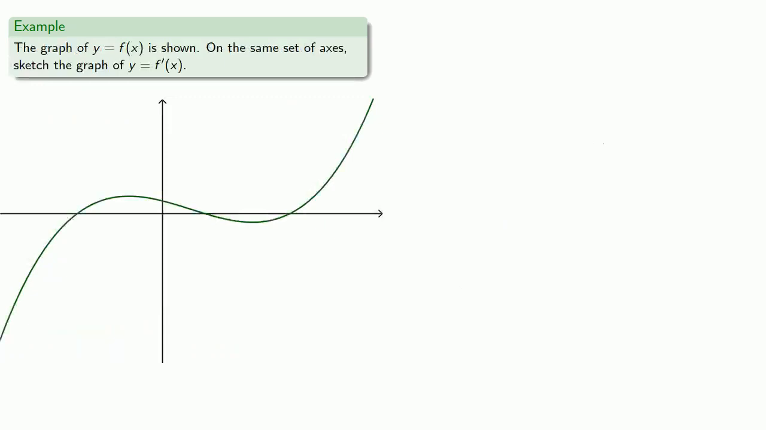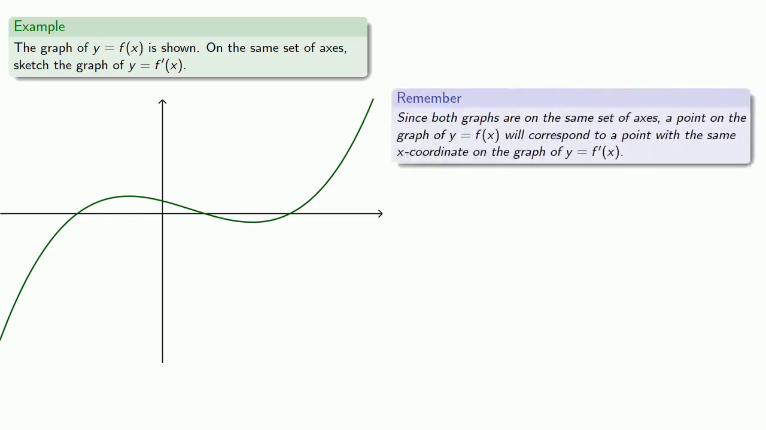Suppose we have the graph of a function. Let's try and draw on the same set of axes the graph of the derivative. Now it's important to understand what this means. Since both graphs are on the same set of axes, a point on the graph of y equals f of x will correspond to a point with the same x-coordinate on the graph of y equals f prime of x.